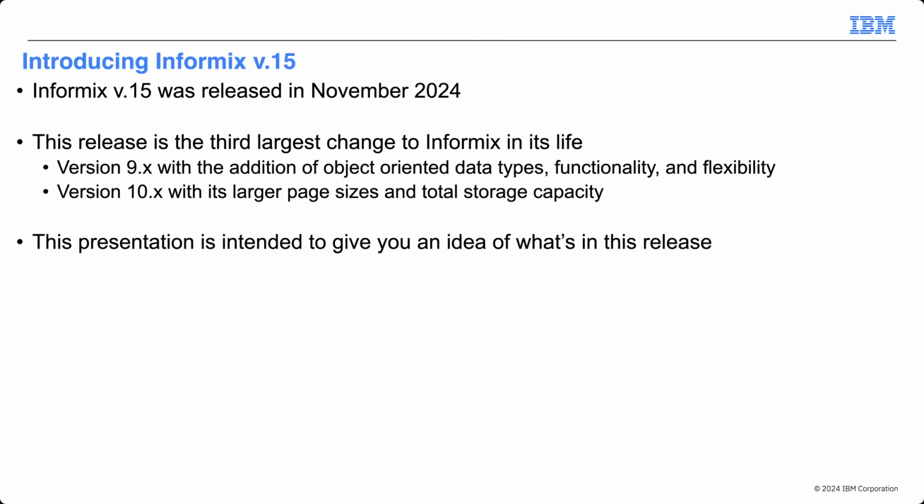Version 10 would probably be the second change because it involved increasing limits and other scalability features that really put Informix on the map, if you will, as far as being capable of being a large database system. Now, yes, version 11 had a lot of new functionality added to it, but in terms of changes to the infrastructure, to how Informix works, this is probably the third largest release we've had. So again, my hat's off to the development team for all the work that they put into making this happen.